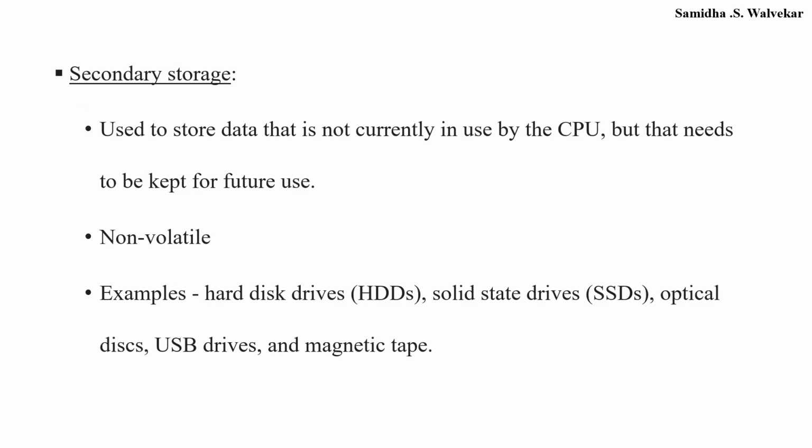Next type is secondary storage. These are the long-term storage devices. It is used to store the data which is not currently in use by the CPU. It is non-volatile in nature, meaning it holds the data even when the power is off. These devices provide larger storage capacity but slower speed as compared to primary storage. Examples include HDD, hard disk drives, SSD, solid state drives, optical disk, and USB drives.